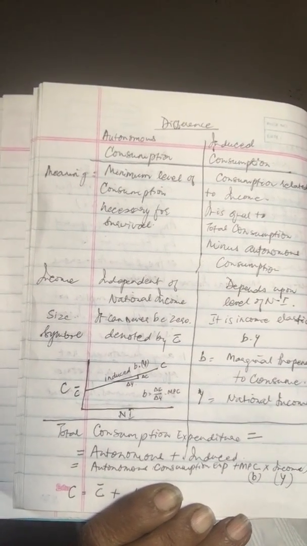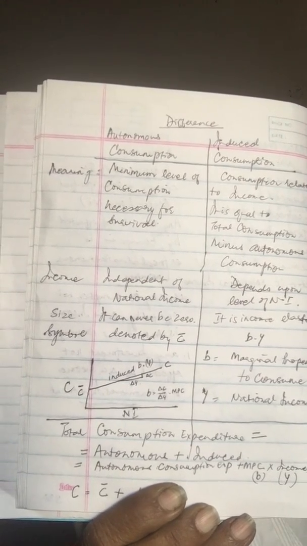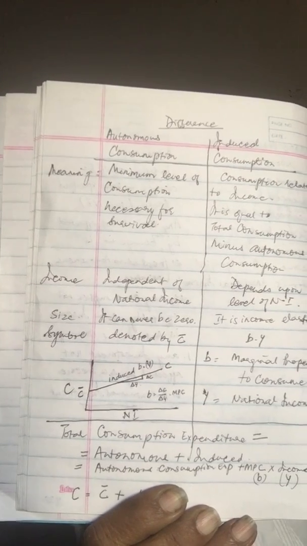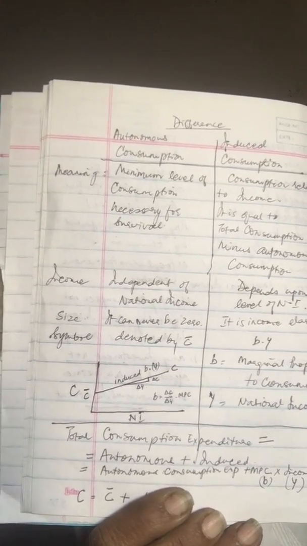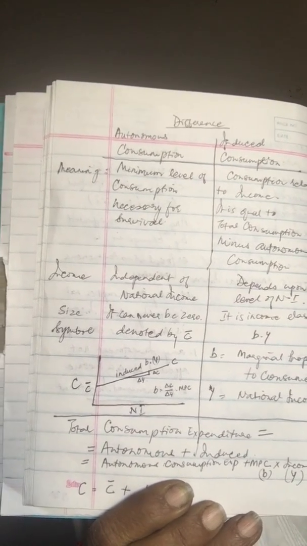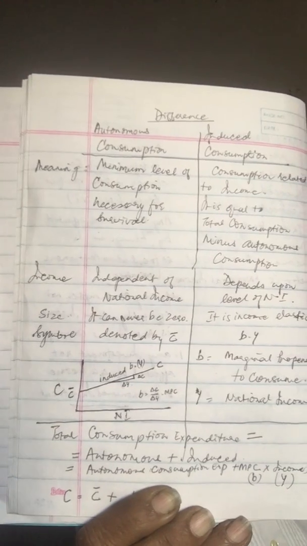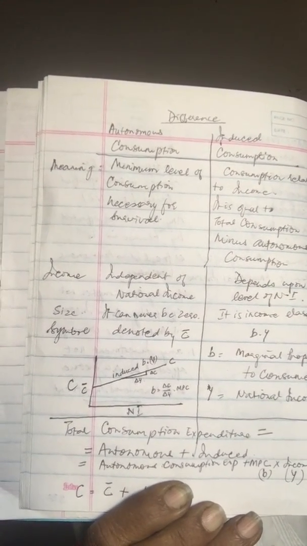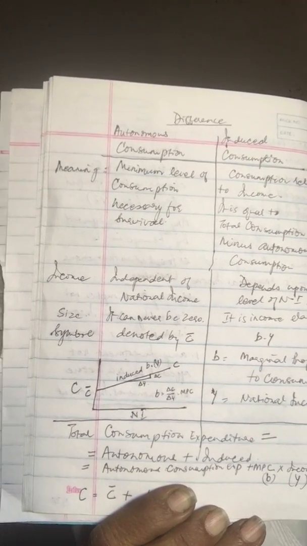Now, what is induced consumption? It refers to the consumption which is related to income. It is equal to total consumption minus autonomous consumption. So that is induced consumption. Autonomous consumption is independent of national income, whereas induced consumption depends upon the level of national income.